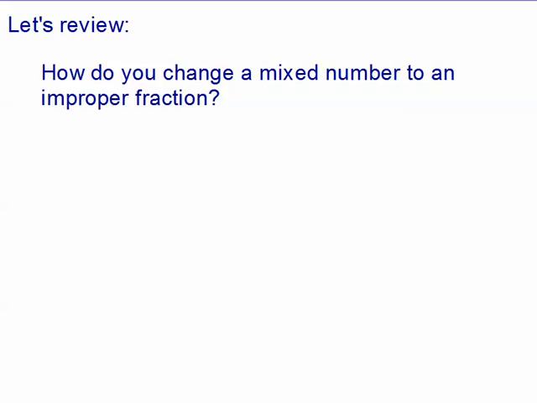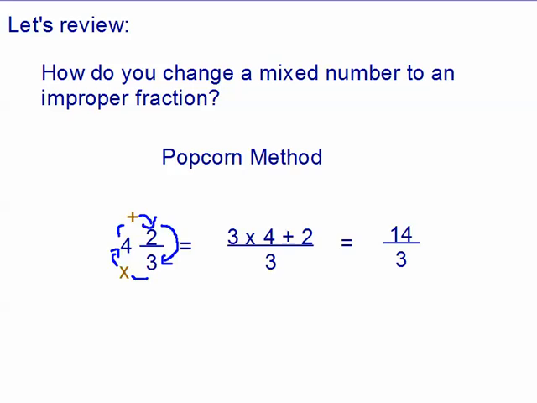Okay, class, let's talk about multiplying mixed numbers today. The first thing we have to know about multiplying mixed numbers is how to change a mixed number to an improper fraction. We have a method that we use to do that, and we commonly call it the popcorn method.